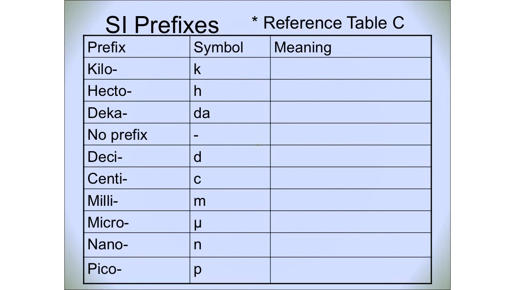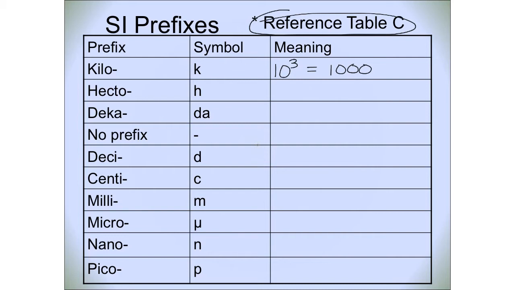Okay. So then our metric system gives us our different prefixes and our different meanings. And most of these are going to be on reference table C. So kilo is abbreviated with a K, and what that means is 10 to the third or 1,000. And this is a pretty easy one. So we know that a kilogram is 1,000 grams. A kilometer is 1,000 meters.